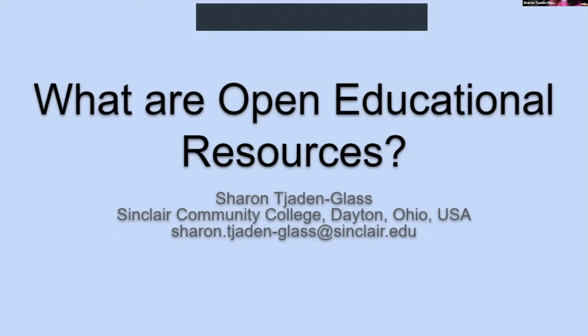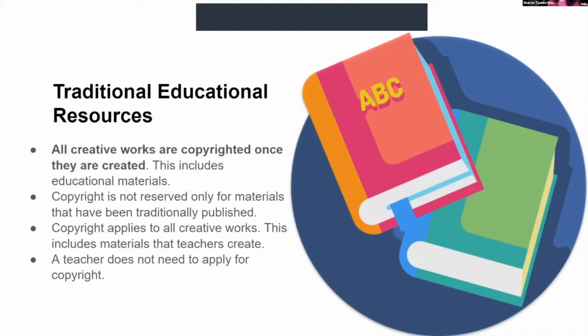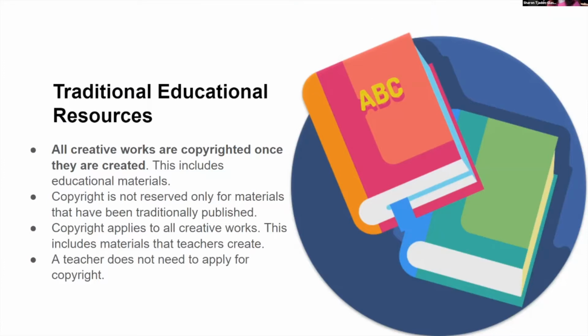So I'm talking about what open educational resources are. The first thing that you need to understand about open educational resources is that traditional educational resources are all copyrighted once they are created. And this includes educational materials. It doesn't have to be traditionally published. It can be a lesson plan. It can be a PowerPoint that a teacher creates and uses just one time that is copyrighted. And so when Chadia is talking about making sure that materials can be freely shared, that's what we're talking about: making sure that we put a Creative Commons license on it, which I'll talk about in the next slide, to relinquish some of those copyright protections.